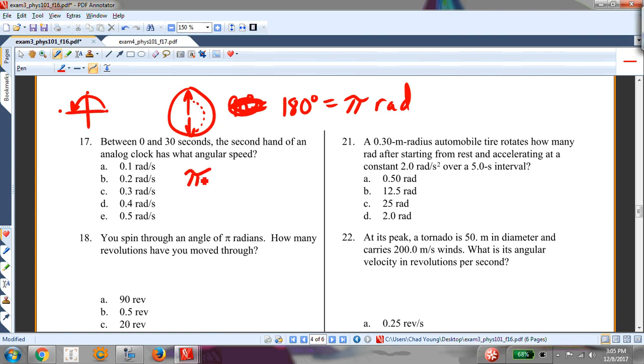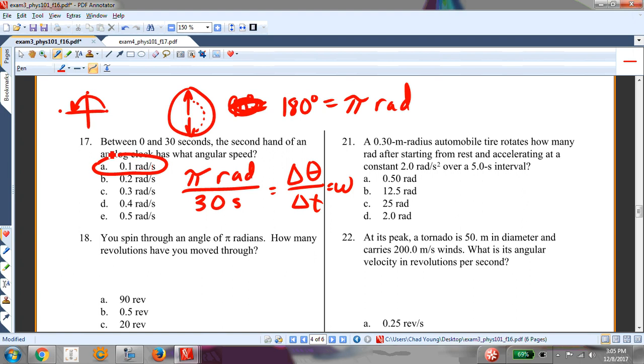So pi radians over 30 seconds. I'm just doing delta theta over delta t. That is going to be my angular speed, omega. That's 3.14 over 30. It's going to be about 0.1. So 17 is A. That was fall 16.